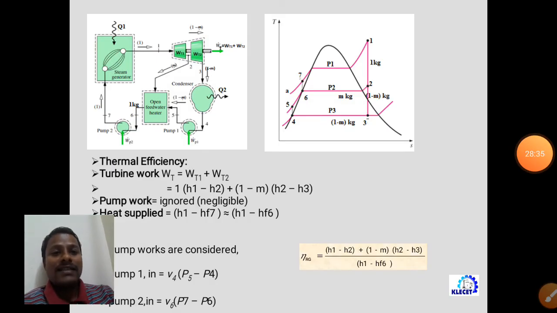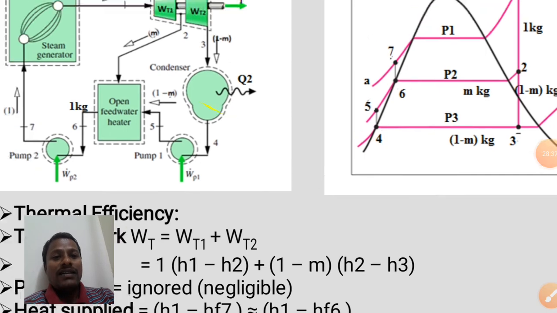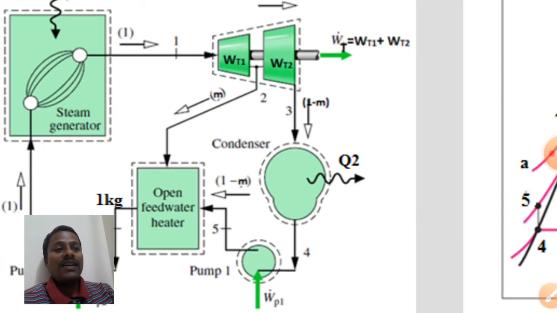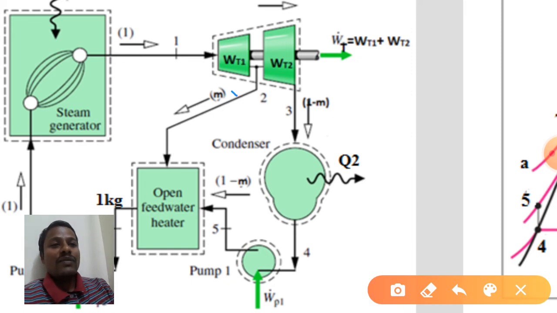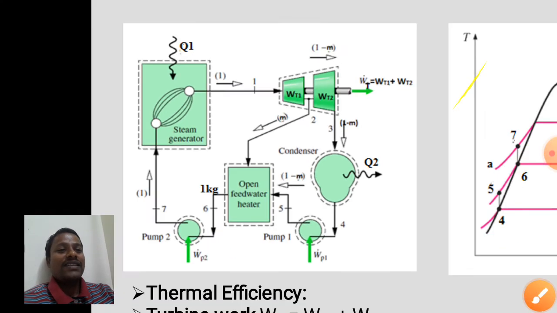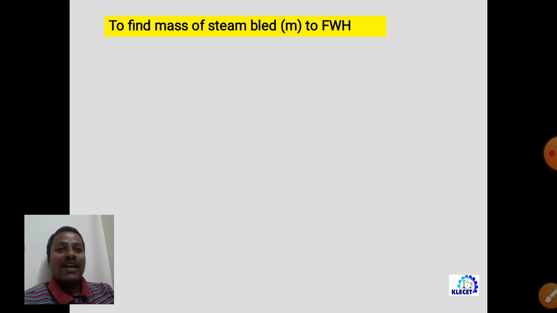Now let's derive a formula to calculate the mass of steam bled at state 2 at pressure P2. So how to calculate it? Let's understand that. That is to find the mass of the steam bled, that is m, to the feed water heater.